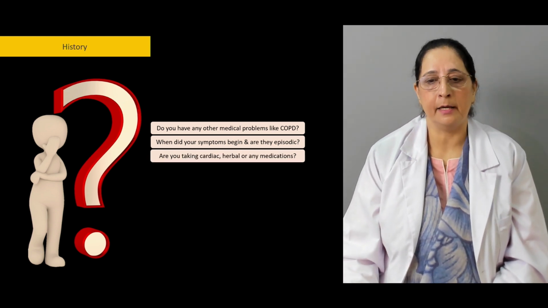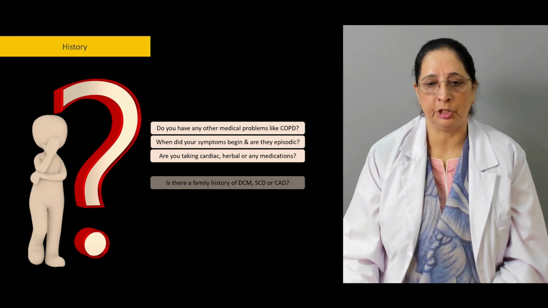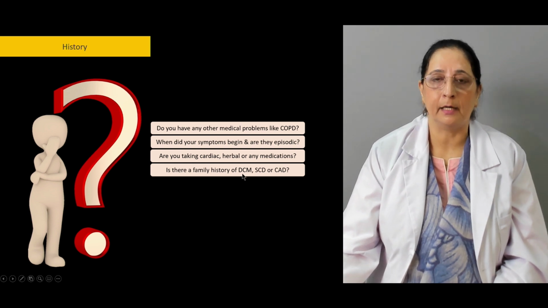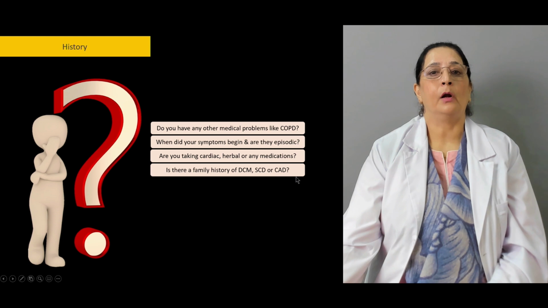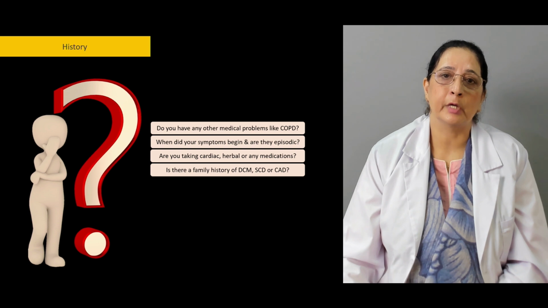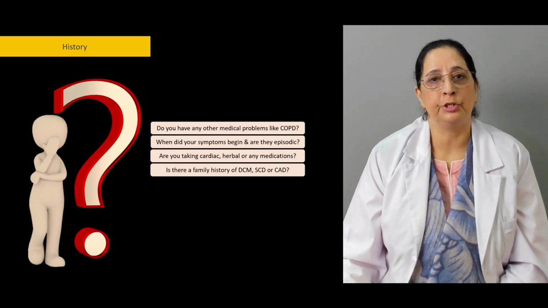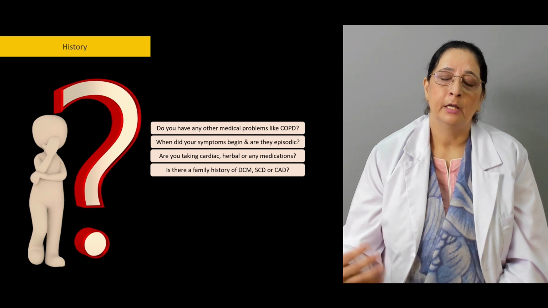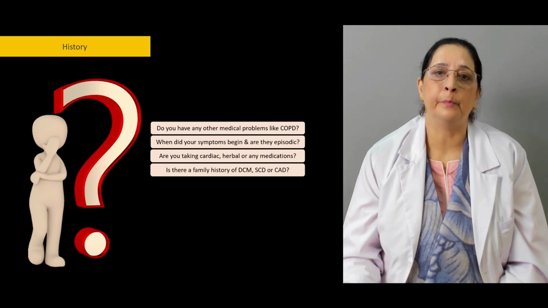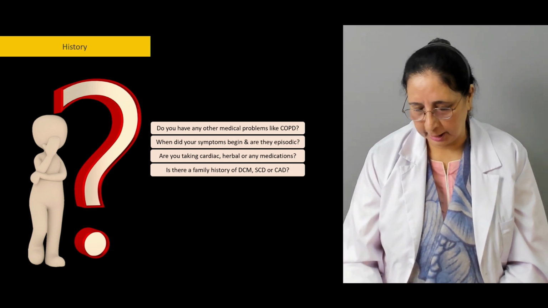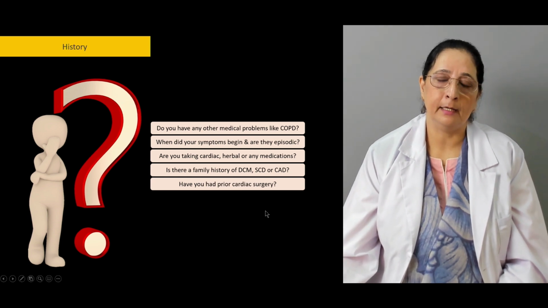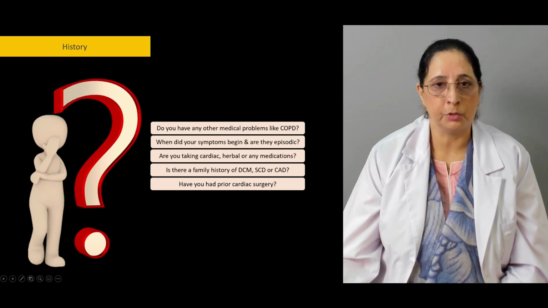Are you taking cardiac, herbal, or any medications? Is there a family history of sudden cardiac death, cardiomyopathies, or coronary artery disease? These are all very, very important questions. We need to ask these questions in the history taking, so we can reach the proper diagnosis, and especially know how to manage this patient and what complications can occur. Have you had prior cardiac surgery? Again, that's an important question to ask.